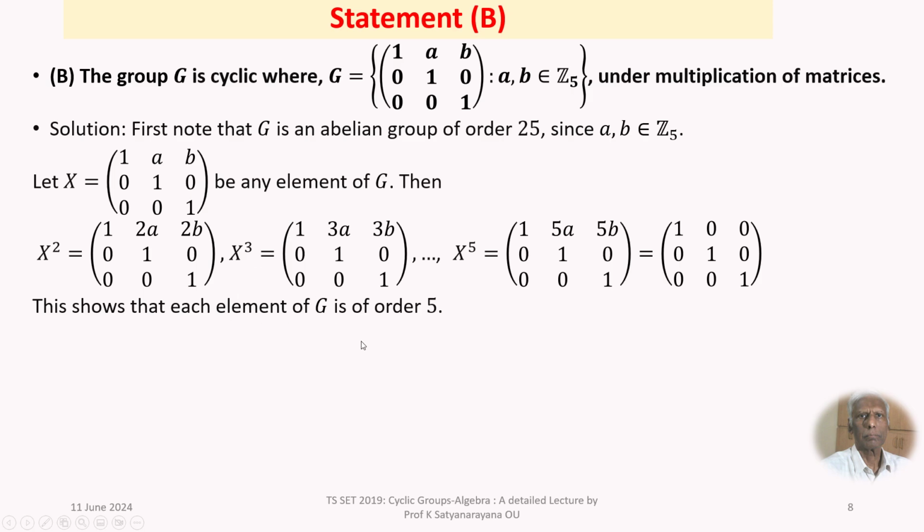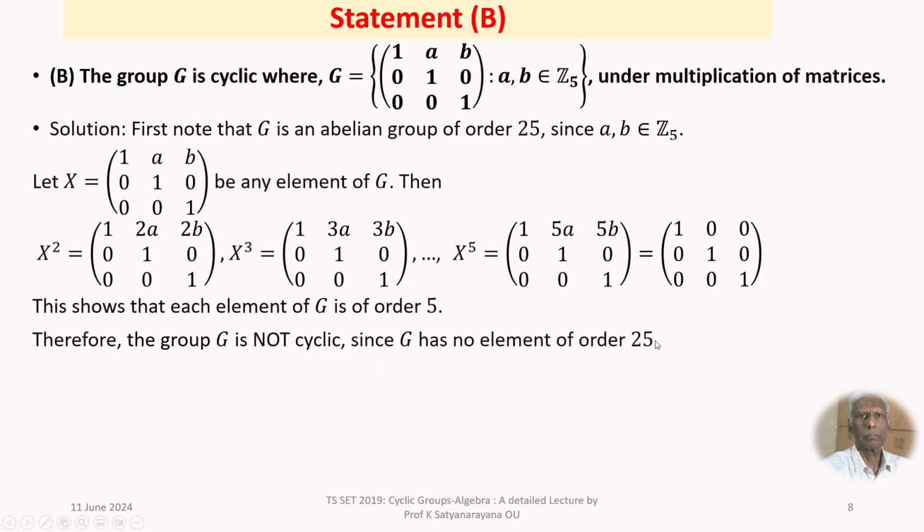Therefore, each element of G is of order 5. We do not find any element of G whose order is 25. Therefore, G is not cyclic, since G has no element of order 25 because every element of G is of order 5. So this tells you statement B is not true. Thus we have proved statement A is true, statement B is false.